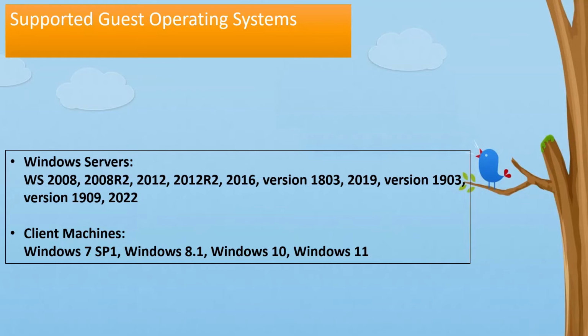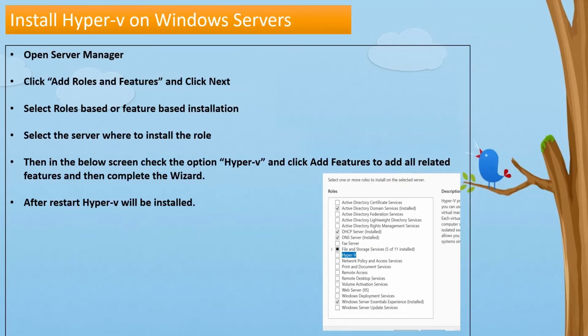For client machines, you can install Windows 7 SP1, Windows 8.1, Windows 10, and Windows 11 for those virtual machines. And you can also install any of the Linux versions to create Hyper-V virtual machines. Alright, let's finally learn how we install Hyper-V on Windows servers.